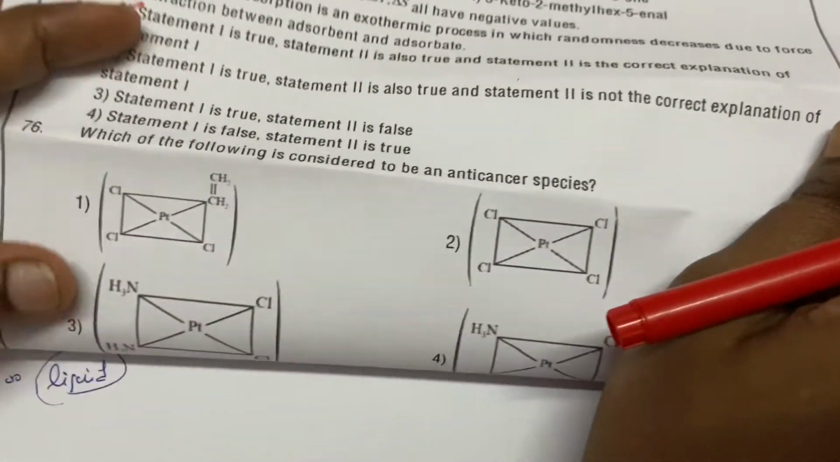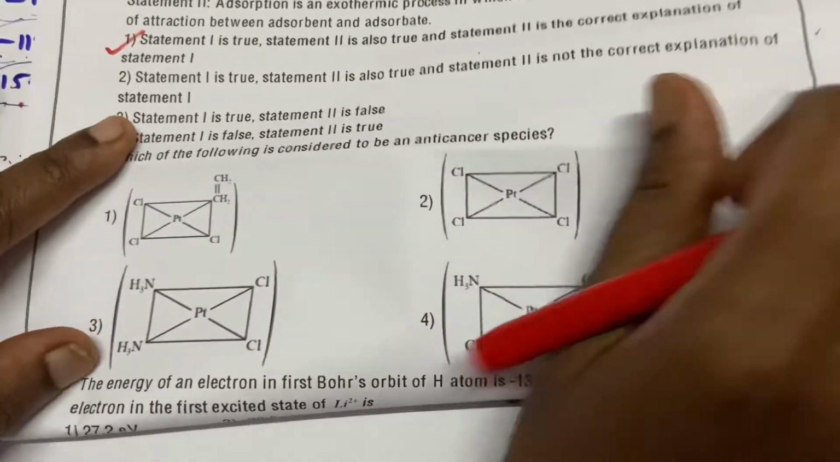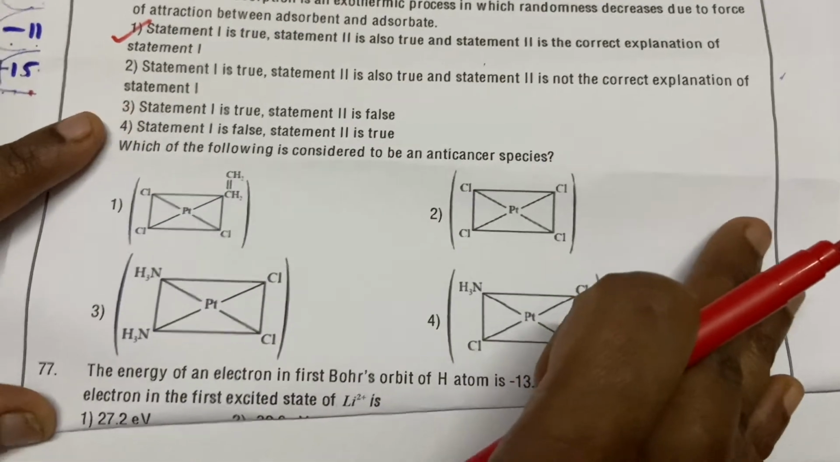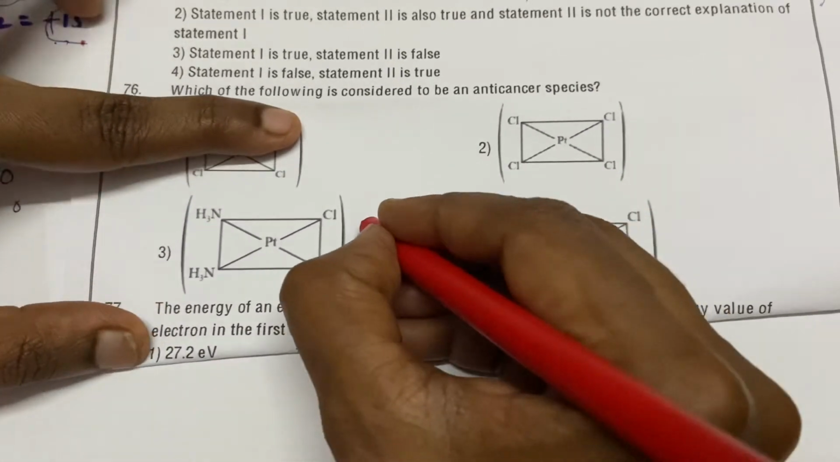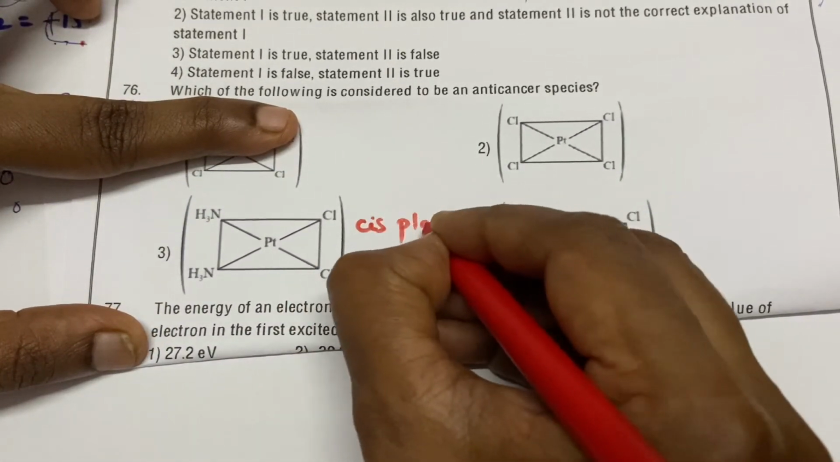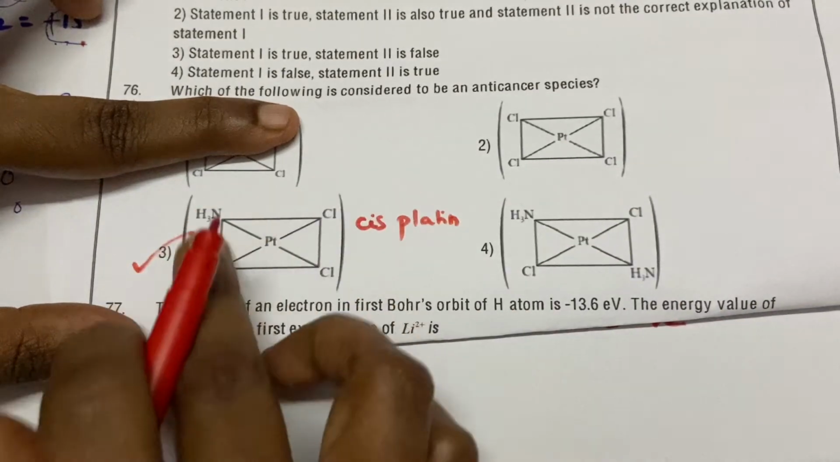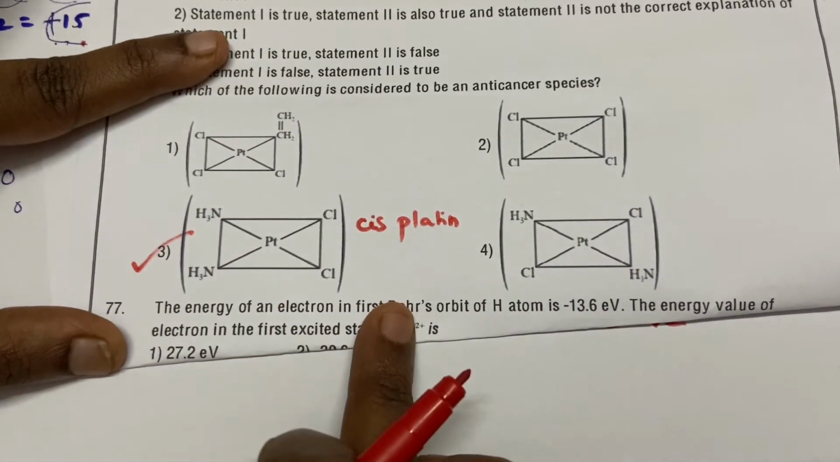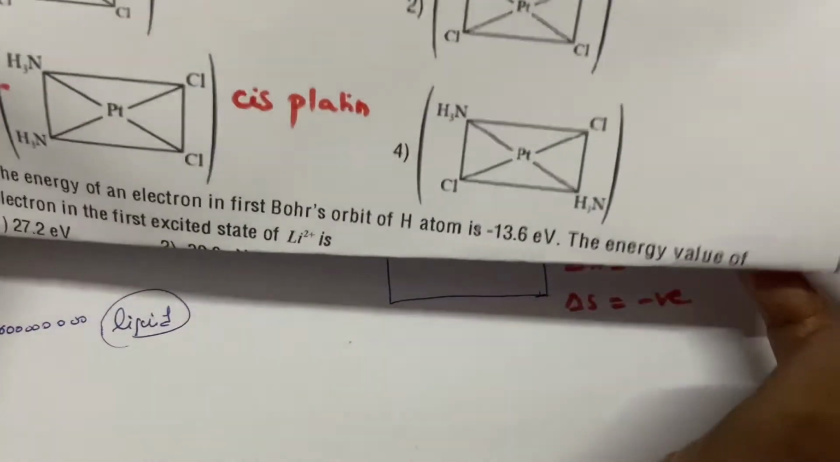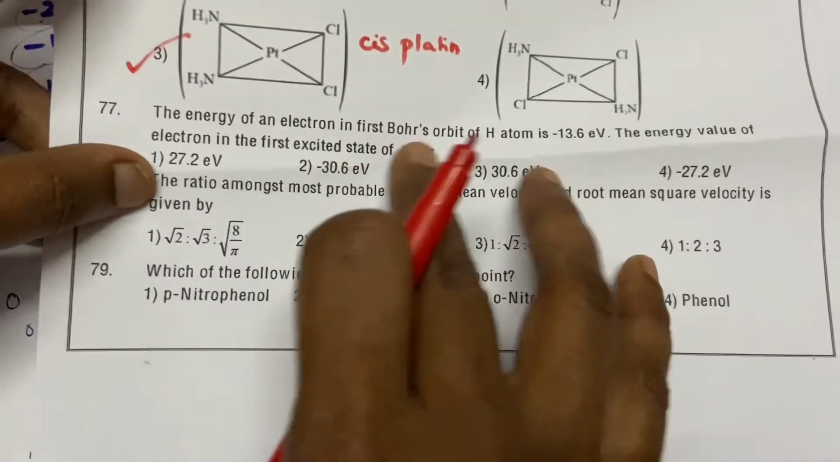So which of the following is considered to be an anti-cancer species, students? So this is what? Cisplatin. Okay, so this is the option, please remember this. This is used as an anti-cancer drug.